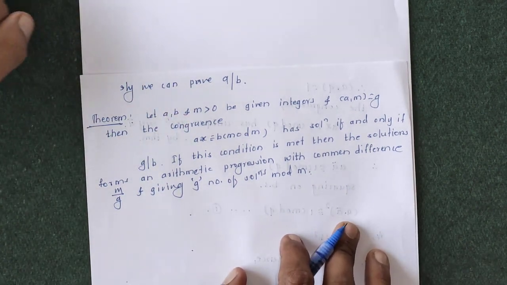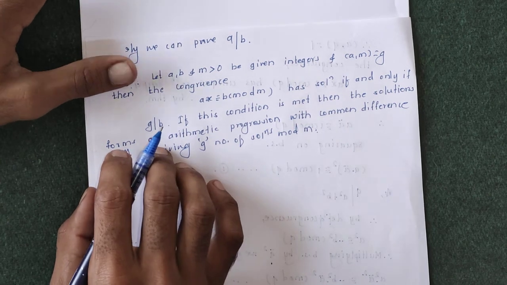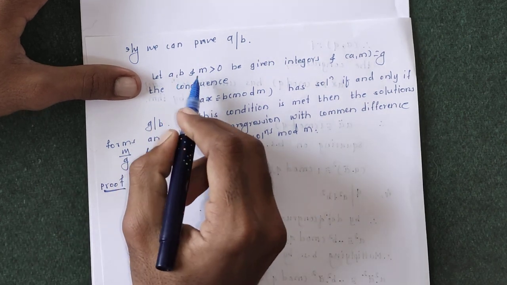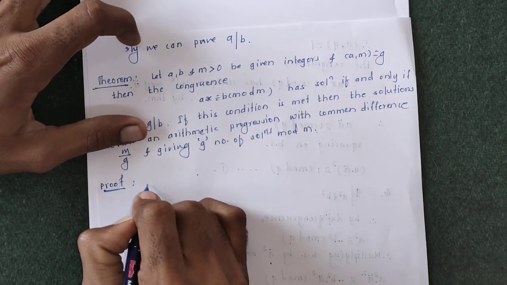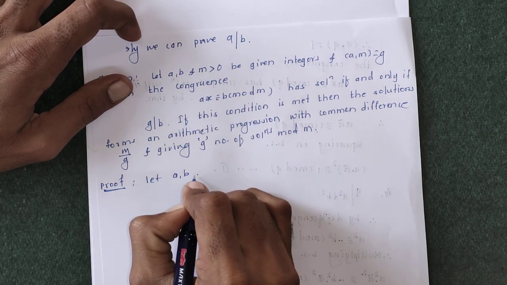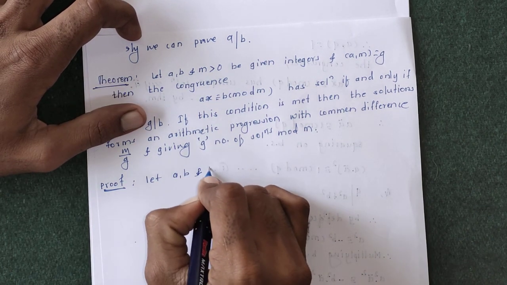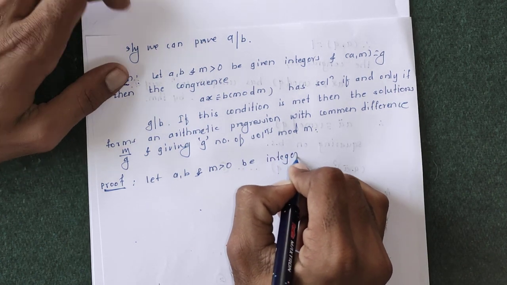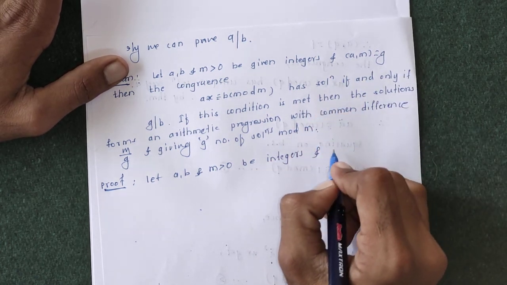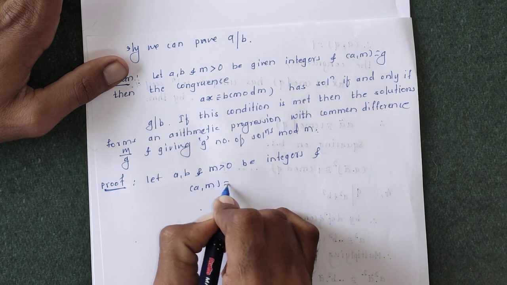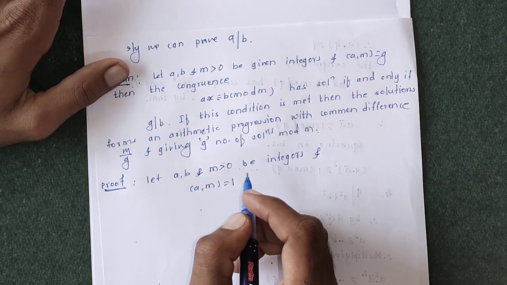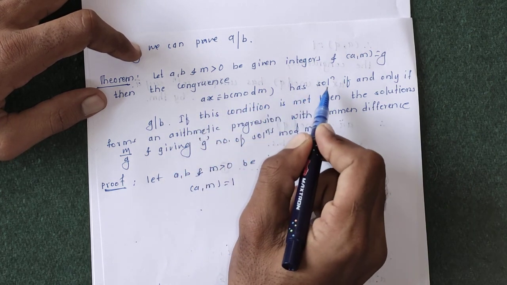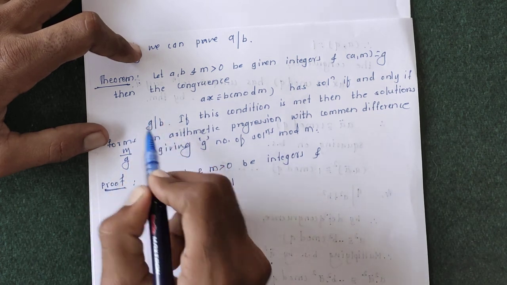Now to prove this result, in the proof of this theorem, we are given that a, b and m are integers, m is greater than 0, and GCD of a and m is g. In the first part we suppose ax is congruent to b mod m has a solution, and we are going to prove that g divides b.